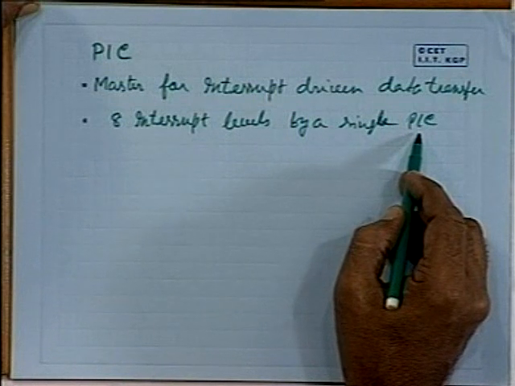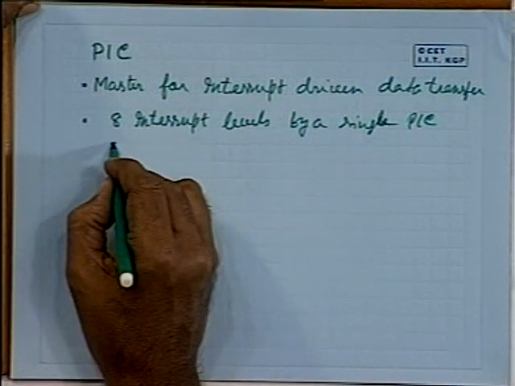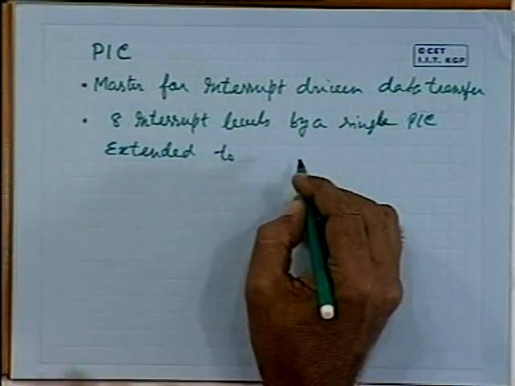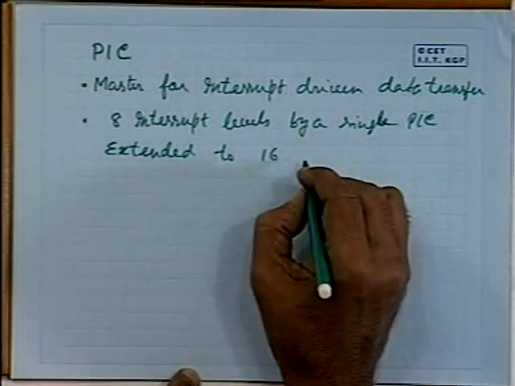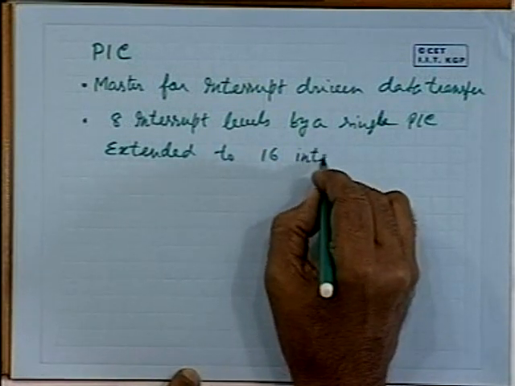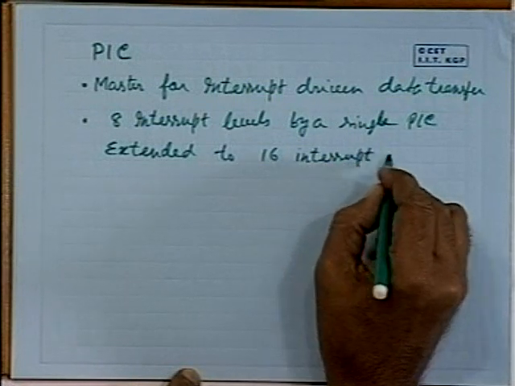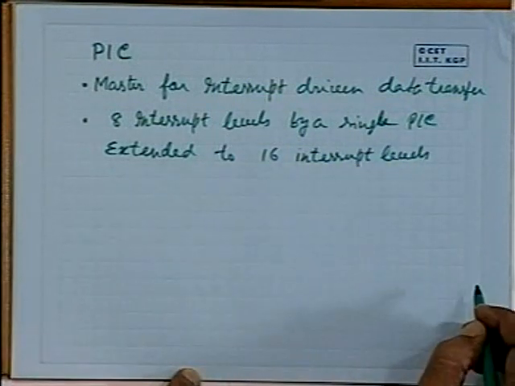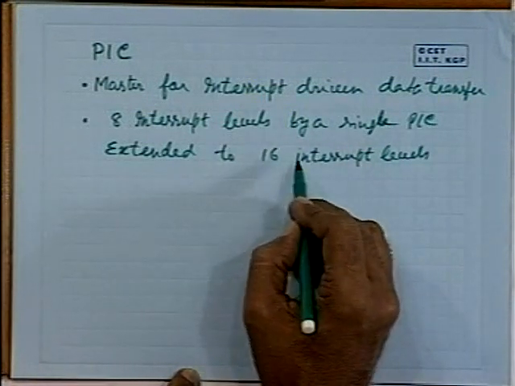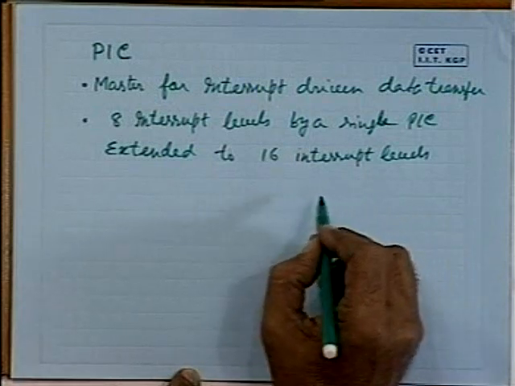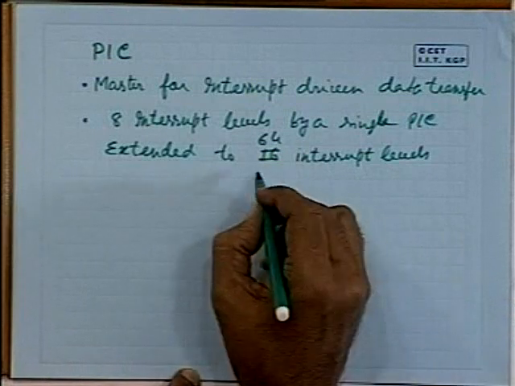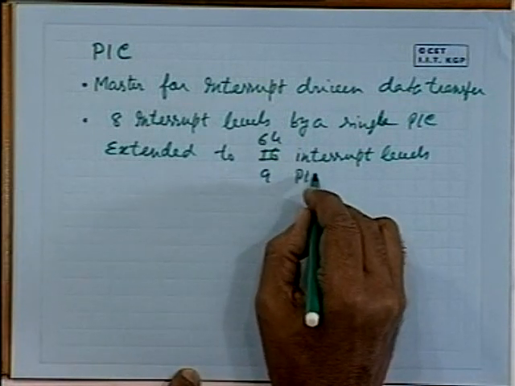And it can be extended whenever you cascade a number of programmable interrupt controllers. It can go up to 64 interrupt levels whenever you have got 9 PICs.